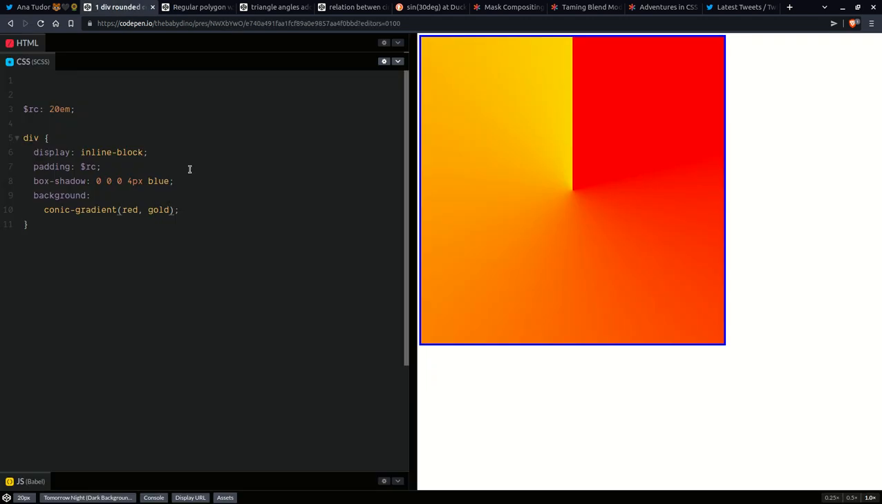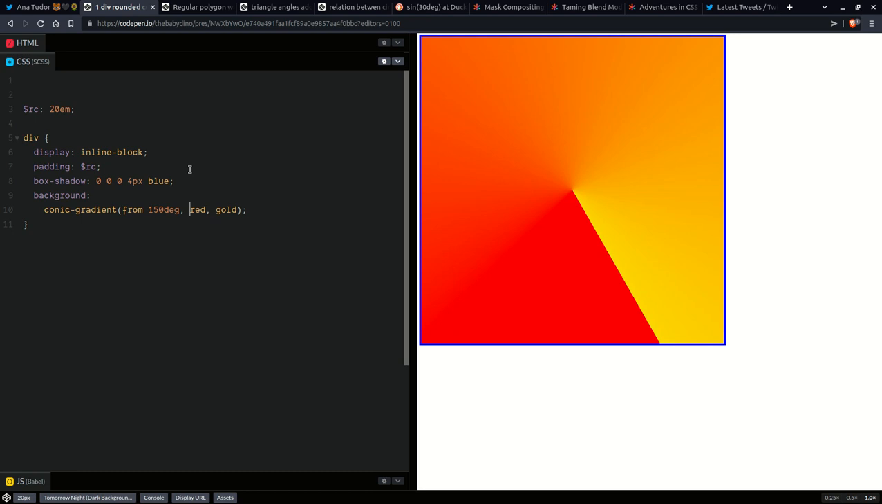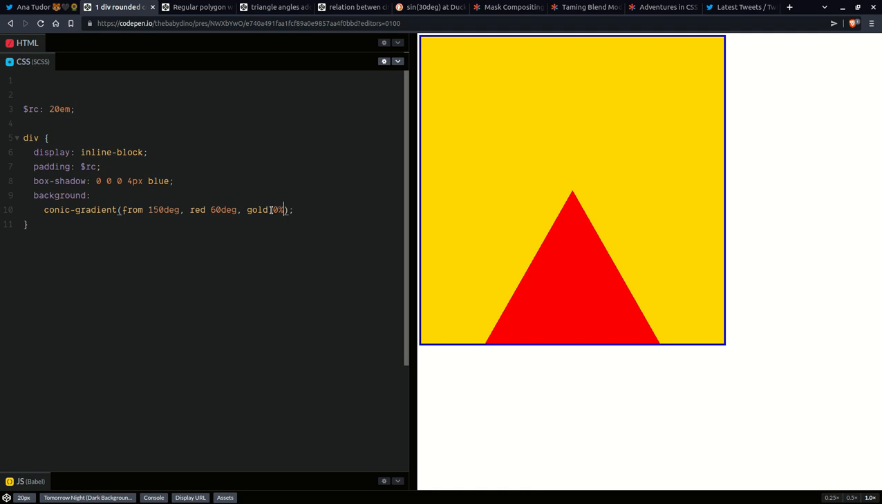So we start from 150 degrees, right? You can see it there. And then we're going to go with red for 60 degrees, and then we're going to have a sharp transition. And we get a sharp transition if the stop position, this stop position right here, is smaller or equal to this one. So we could put 60 degrees as well.